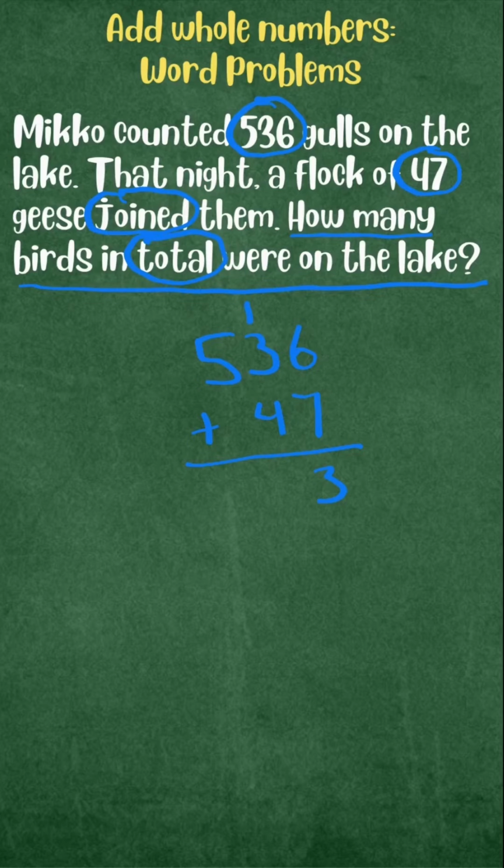And then we'll start with the 1. 1 plus 3 is 4. 4 plus 4 is 8. Okay? Nothing to carry over. And then 5 is all by itself because there's nothing underneath. So there is 563 birds in total. So let's try one more example before we end this lesson.